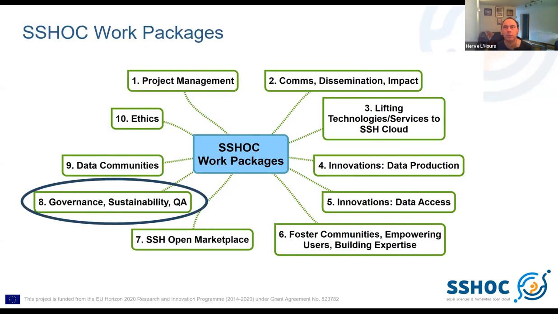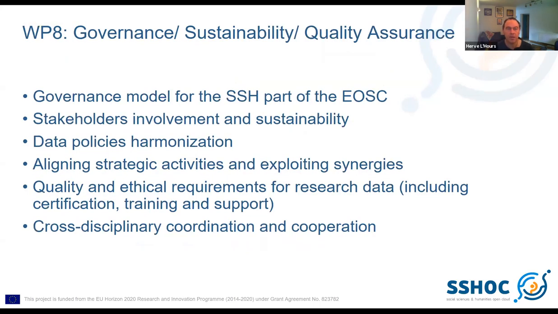Particularly at the moment, we're looking at work package 8 on governance, sustainability, and quality assurance. Work package 8 is pretty broad ranging in itself. It's looking to develop a governance model for the SSH aspects of the European Open Science Cloud, how we manage stakeholder involvement and sustainability over time, looking at harmonizing data policies, aligning the strategic activities and exploiting the synergies between these two groups. Again, it's a partnership model. Looking specifically at the quality and ethical requirements for research data.